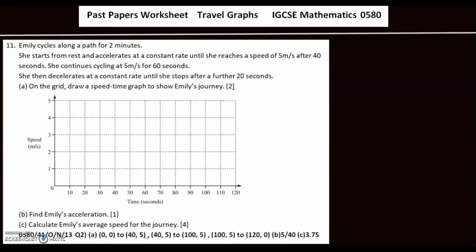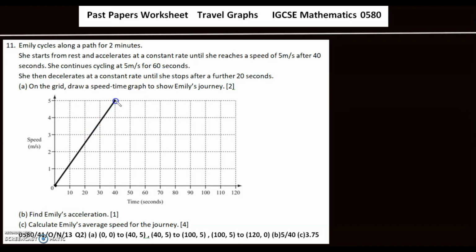The next question. Emily cycles along a path for 2 minutes. She starts from rest and accelerates at a constant rate until she reaches a speed of 5 meters per second after 40 seconds. So at 40 seconds she reaches 5 meters per second. So this is the acceleration. She continues cycling at 5 meters per second for 60 seconds.